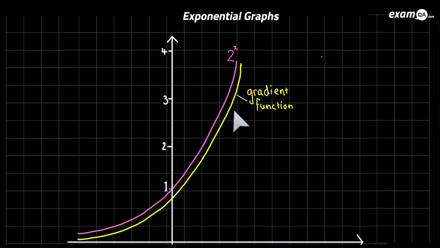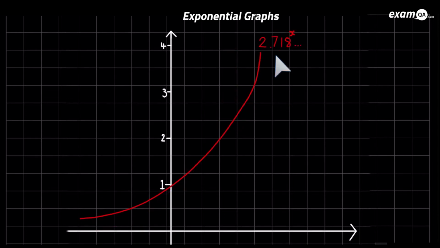Well, there is a value such that it becomes perfectly the same. The function and the gradient function are perfectly the same, and it's a value between 2 and 3. It's 2.718. 2.718 to the power x, and its gradient function is exactly the same. There is no difference. Now I did say 2.718, but this number does keep carrying on. It's an irrational number, just like pi, and we refer to this number as e.